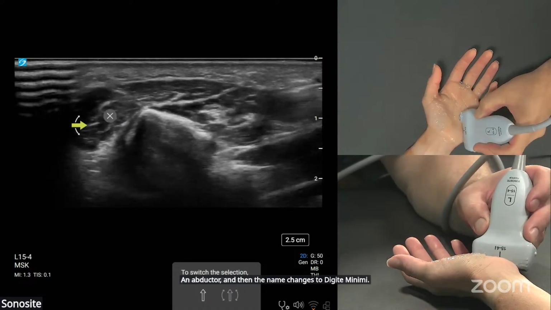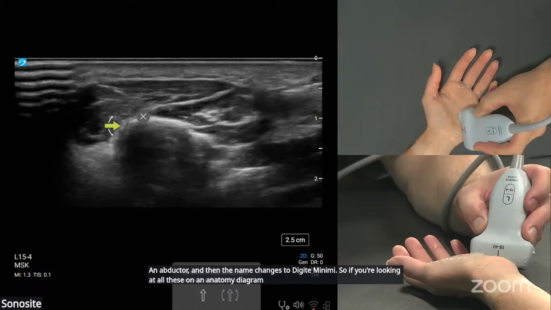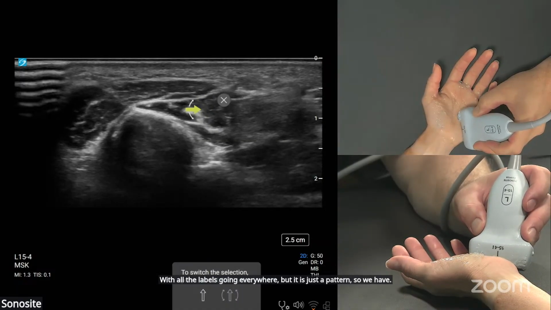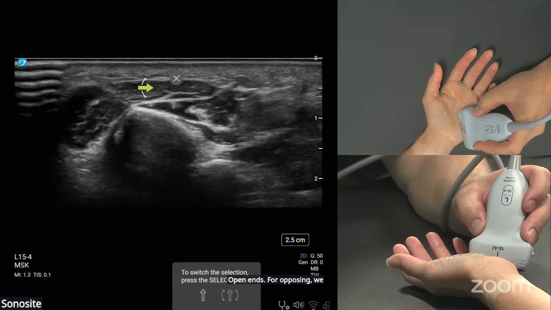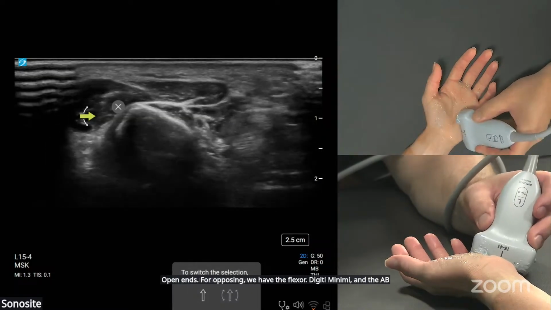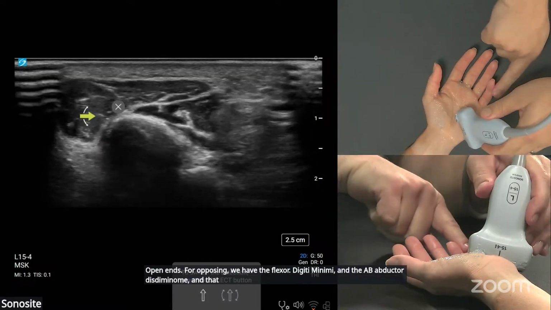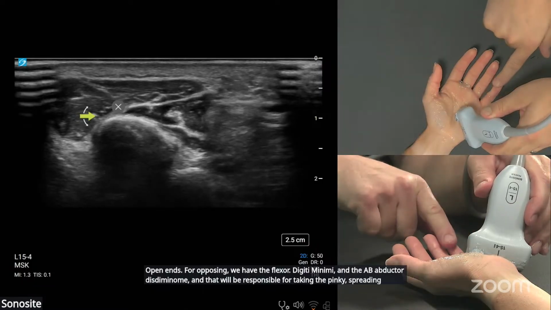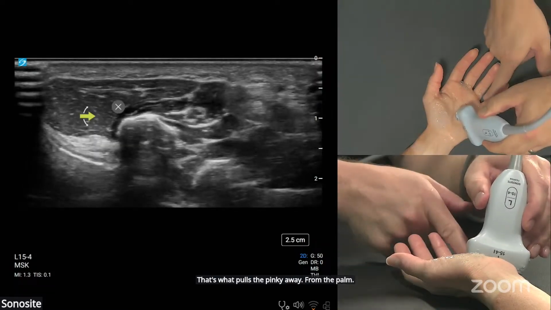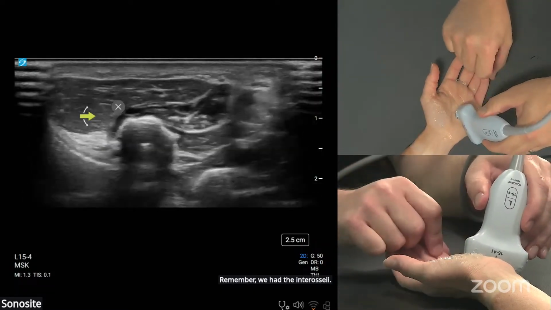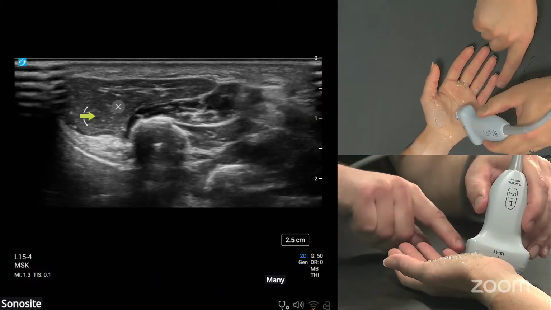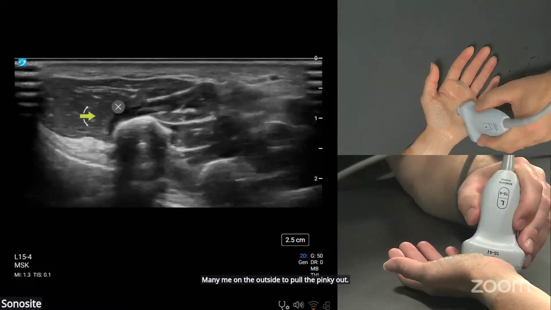So if you're looking at all these on an anatomy diagram, it looks really intimidating with all the labels going everywhere, but it is just a pattern. So we have opponens for opposing. We have the flexor digiti minimi and the abductor digiti minimi, and that will be responsible for taking the pinky, spreading the fingers out. That's what pulls the pinky away from the palm. Remember, we had the interossei to pull the pinky in. Now we have this abductor digiti minimi on the outside to pull the pinky out. So that's that pattern there, 1, 2, 3.